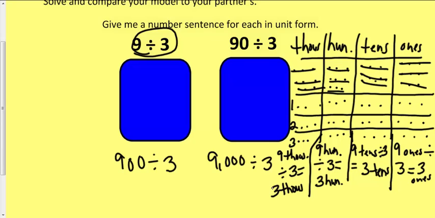Now I just want you to take a look here. Surely you are seeing a pattern. I'm going to go to a clean page here so we can look at this a little bit carefully, but I want you to, at the bottom of your page, write this. 9 divided by 3 equals 3.